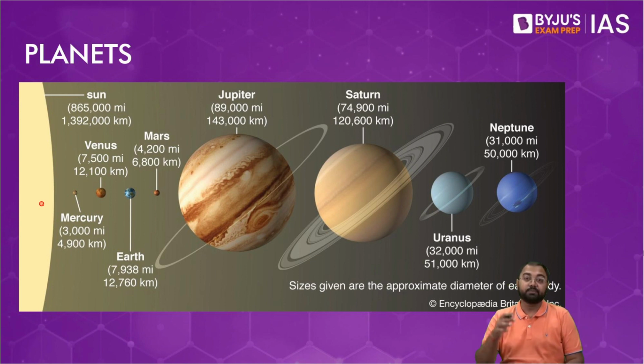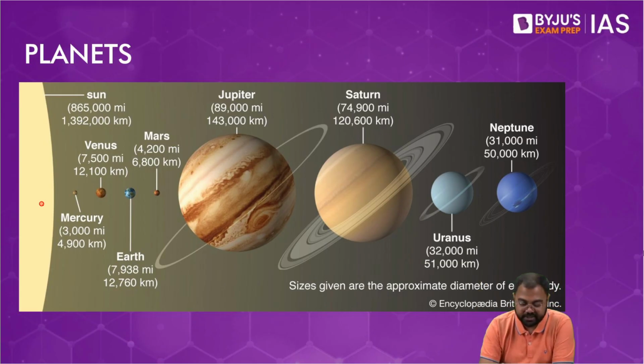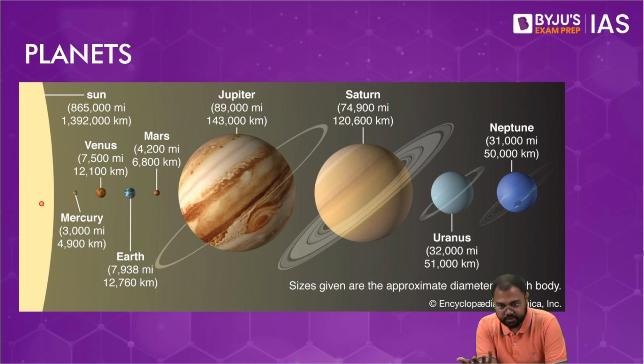Auroras will be seen at the poles first, and then after that, if they are strong enough, they can probably be seen at other parts of the earth as well. Otherwise mostly at the poles because of the magnetic nature.